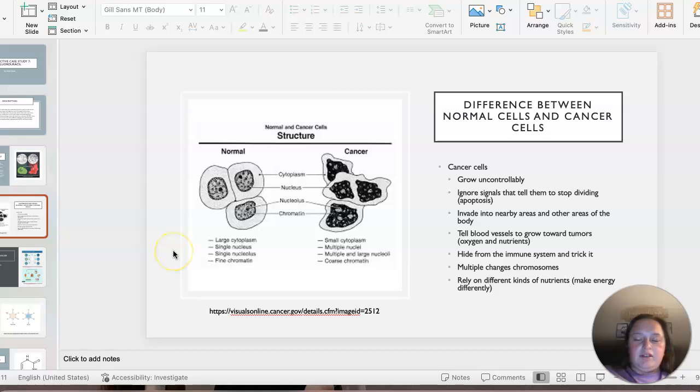Here is the difference between cancer cells and normal cells. Normal cells have a large cytoplasm, a single nucleus, a single nucleolus, and fine chromatin, versus a cancer cell, which is the exact opposite. They have a small cytoplasm, multiple nuclei, multiple nucleoli, and coarse chromatin.